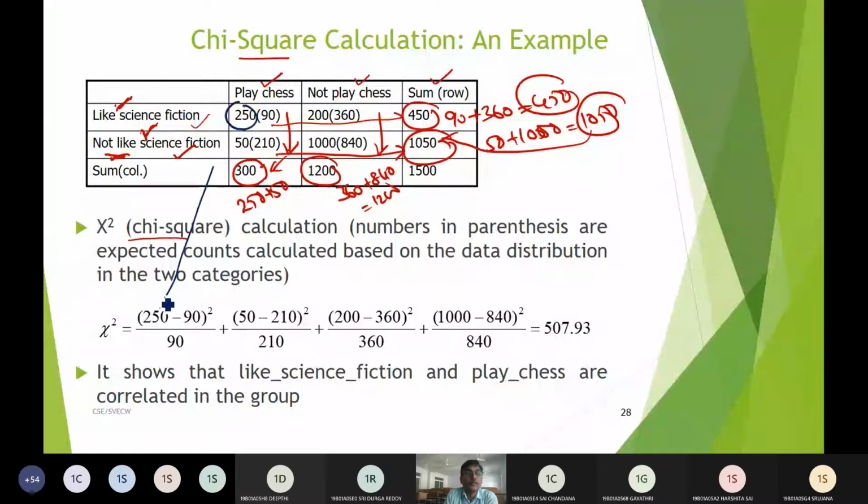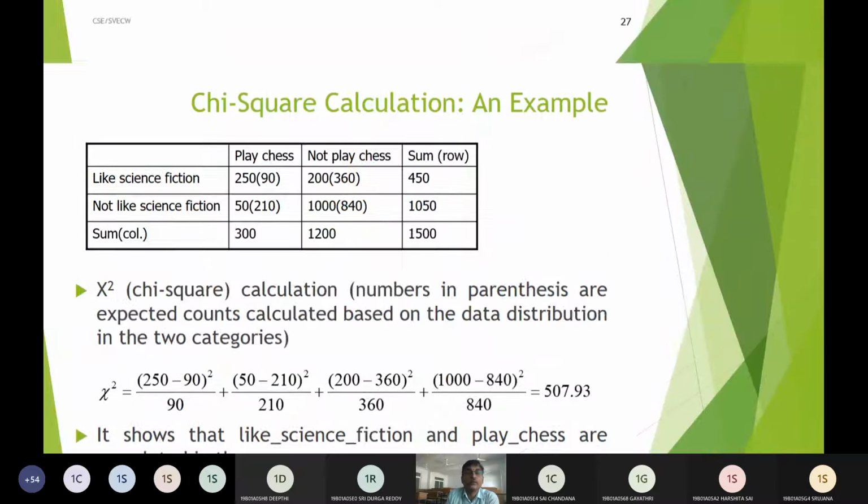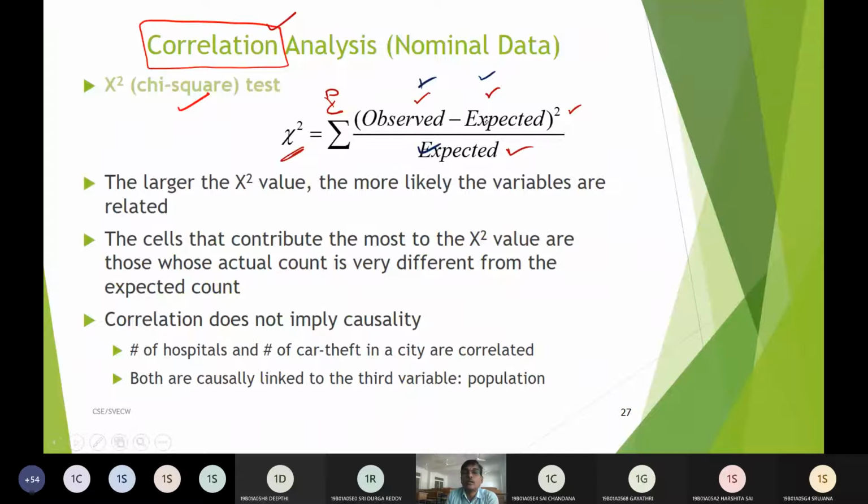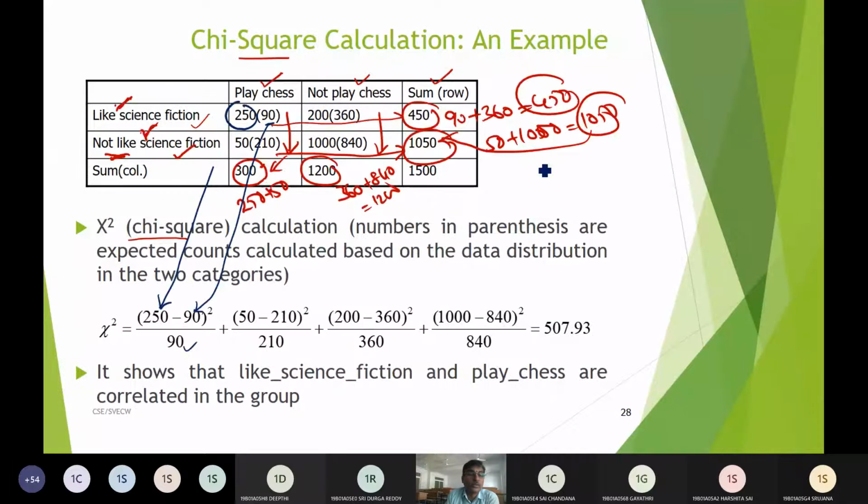So 250, and out of 250, 90 students are going to opt for playing chess. So we are going to put this value here divided by 90. So how did you make it? Observed minus expected divided by expected, whole square. So in this case, we were mentioning observed minus expected.